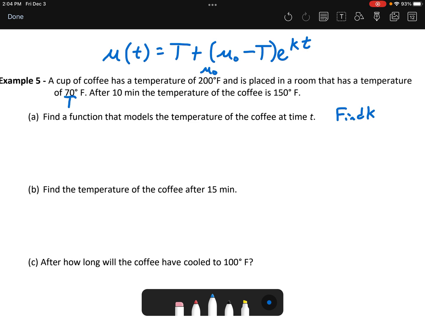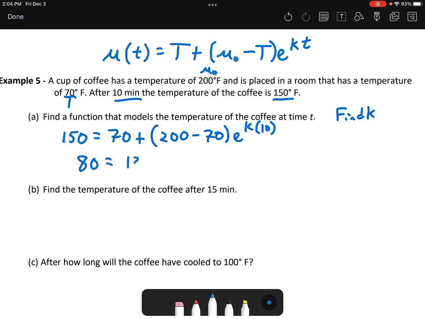I mean, basically, that's what it boils down to. Well, we're given some extra information here. After 10 minutes, it's at 150. So that's where we're going to jump off to. 150 equals 70, because that's our room temperature. Initial temperature minus room temperature, e to the kT. Well, you said 10 minutes was T, right? It was 150 degrees. And now you just do the algebra just like you did before. Subtract 70. You get this. Divide by 130, right?